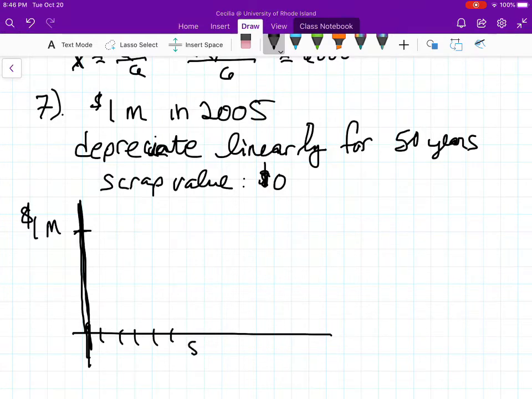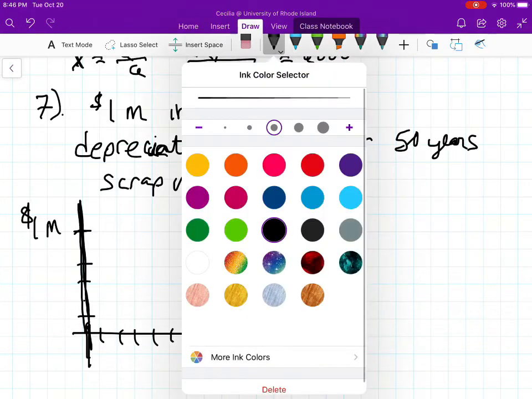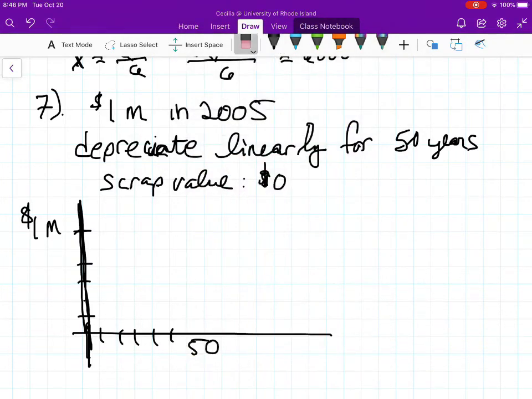So whenever we depreciate something linearly, the initial time point is time 0. It's when we get the initial value of this.